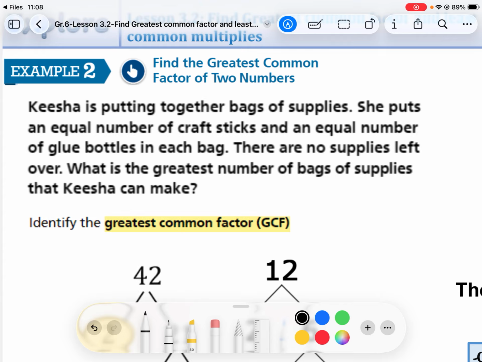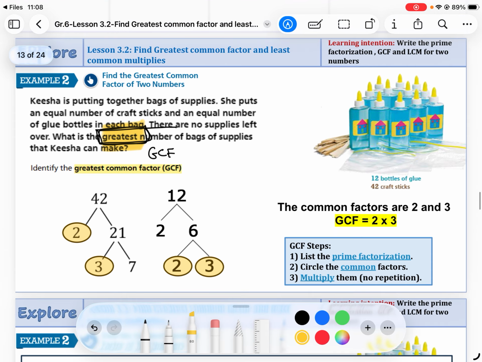Okay, because this lesson is confusing between GCF and LCM. So guys, after you read the word problem, they're telling you at the end, what is the greatest number? Once they tell you the greatest number, directly you should find the GCF. So please pay attention to this detail. When they tell you the greatest, directly you leave everything and you find the GCF. Just like what we did.